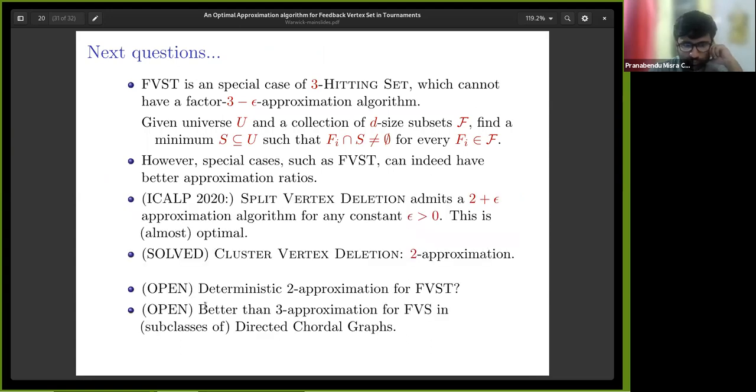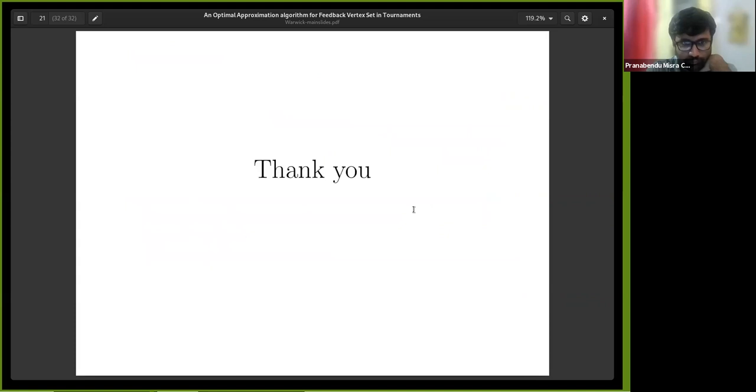Another open problem would be to consider more special cases of this problem. The property that there is a cycle if and only if there is a triangle holds for tournaments, but it also holds for more general classes. Think of a directed chordal graph, where the underlying undirected graph is chordal and you put some direction on it. The property that a cycle implies a triangle is also true there, but we don't know of a better than 2-approximation algorithm for this problem. So this is also something that you can look into. Thank you.